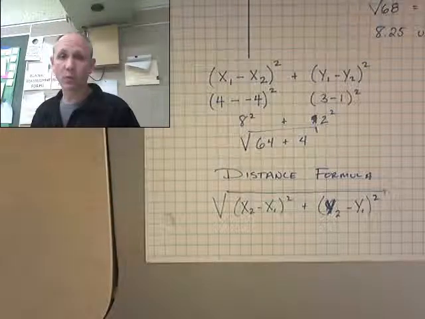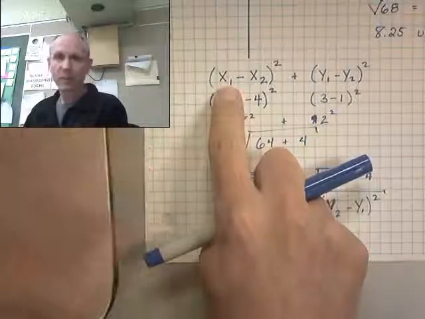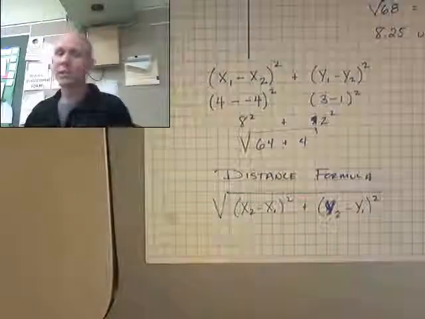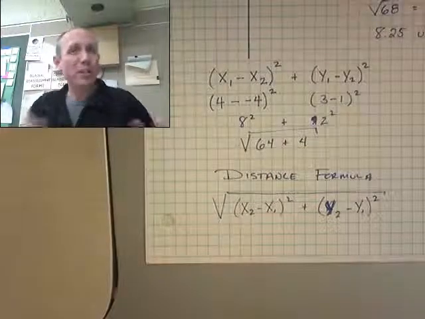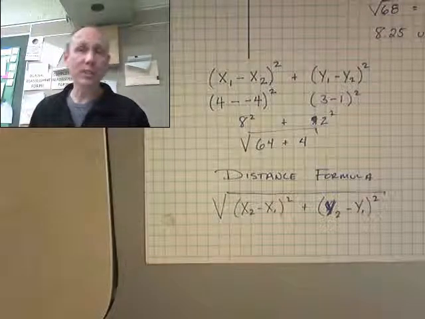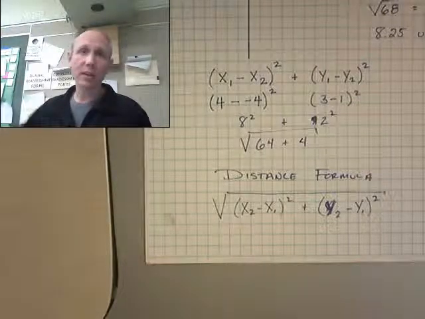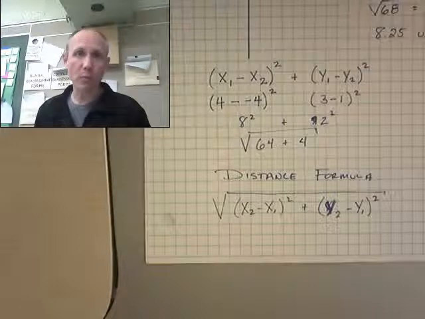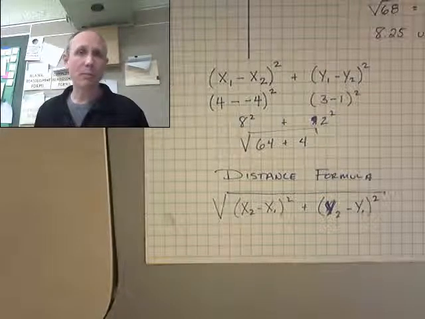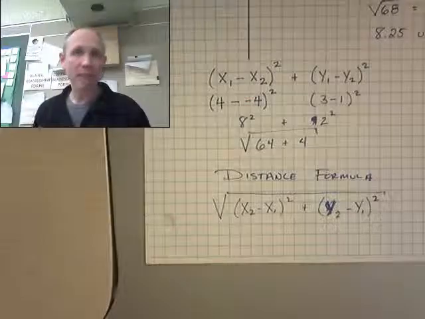That's the distance formula. I know I put x1 and x2. It doesn't matter which point you consider to be your first point and which one you consider to be the second point. Just stay consistent with it. So maybe you want to say, hey, the point on the left is always my first point. The one on the right is always my second point. Just stay consistent with it. Do the math. You've got it.